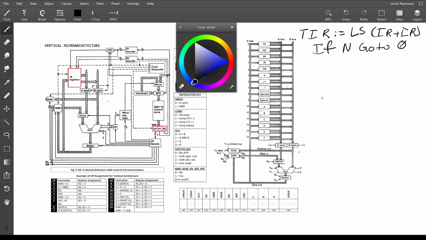Okay, so clearly we cannot do TIR equals left shift IR plus IR. There is nothing in this instruction set that basically says X colon equals left shift Y plus Y. If there was something in this table that could do that, then we could do all of that in one instruction, but we can't. What we can do, however, is some more basic operations. We can do like X equals X plus Y, or X equals Y, or X equals left shift Y, or something like that.